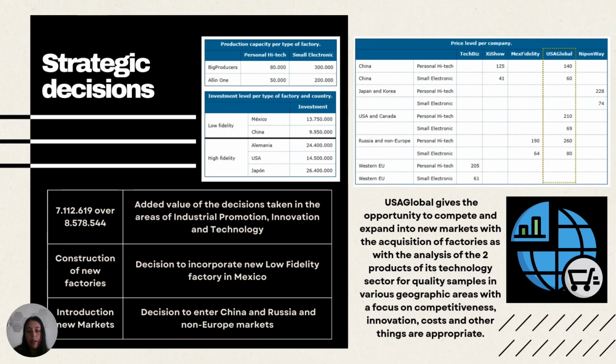Strategic decision. Add value to decision taking in the areas of industry promotion, innovation, and technology. Decision to incorporate a new low fidelity factory in Mexico. Decision to enter China and Russia and non-euro markets. USA Global gives the opportunity to compete and expand in the market with the acquisition of factories, with the analysis of the two products of its technology sector in various geographic areas with a focus on competitive innovation.